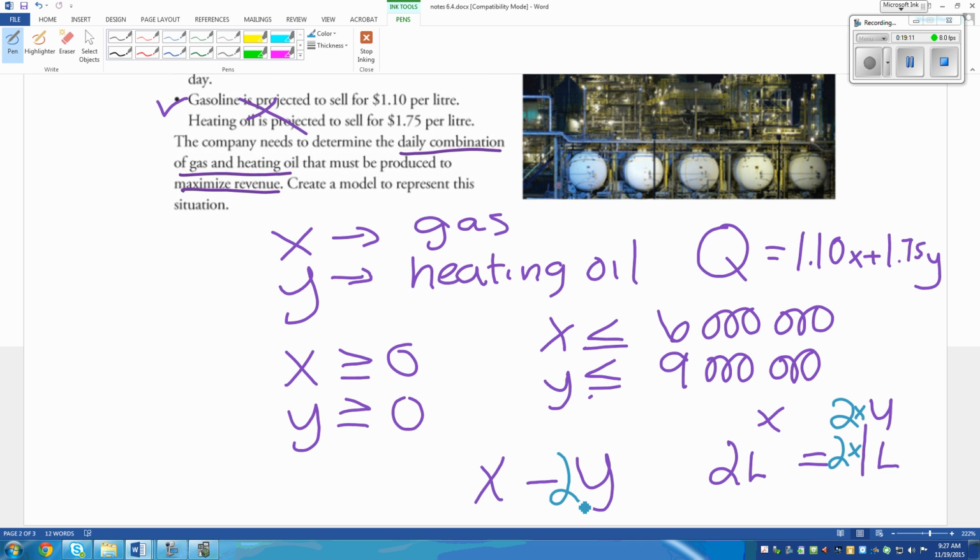So they can be equal, but which side can be more? At least 2 liters are made. So this side can be bigger because at least 2 liters are made for every 1 liter of that. So if I made 2.5 liters, and I only made 1 liter of that, I'd get 2.5 to 2 in that equation, right? And so the greater than sign has to go there.